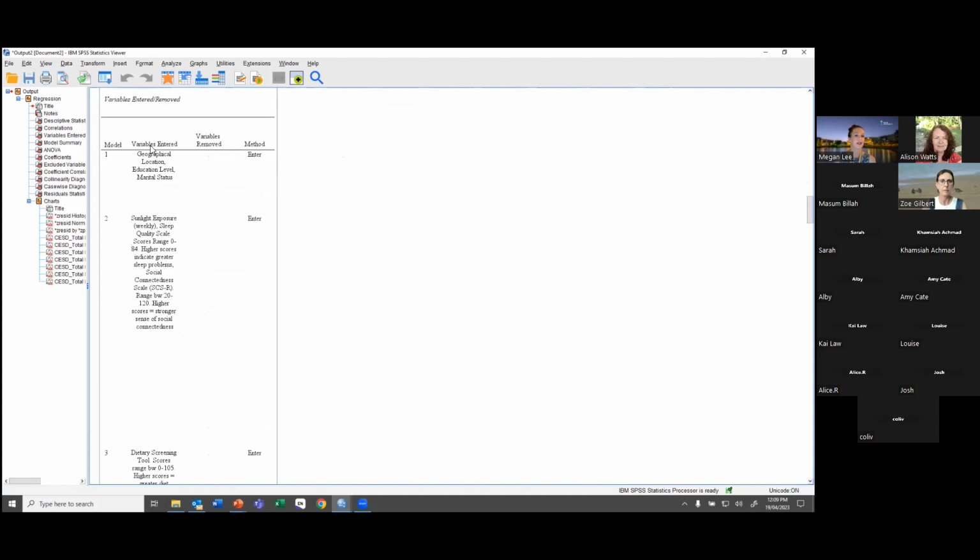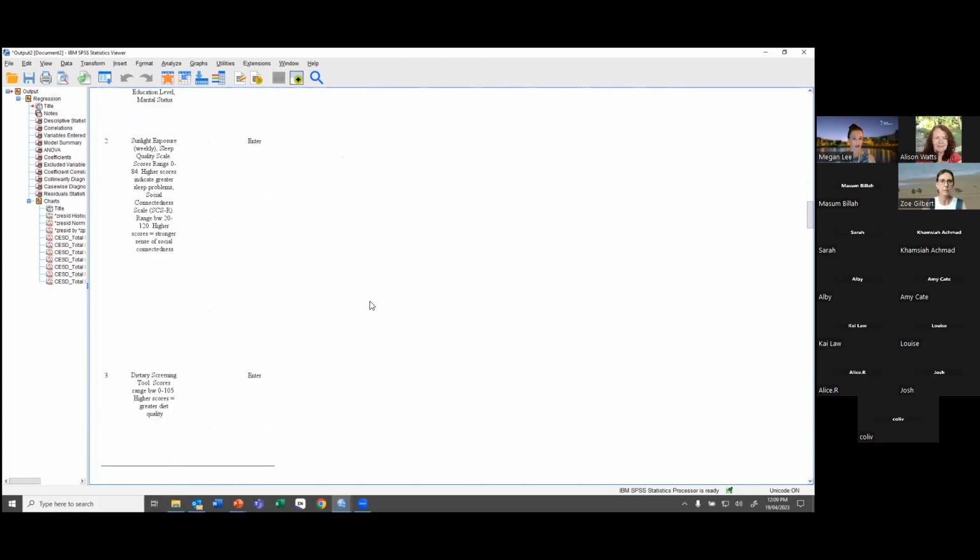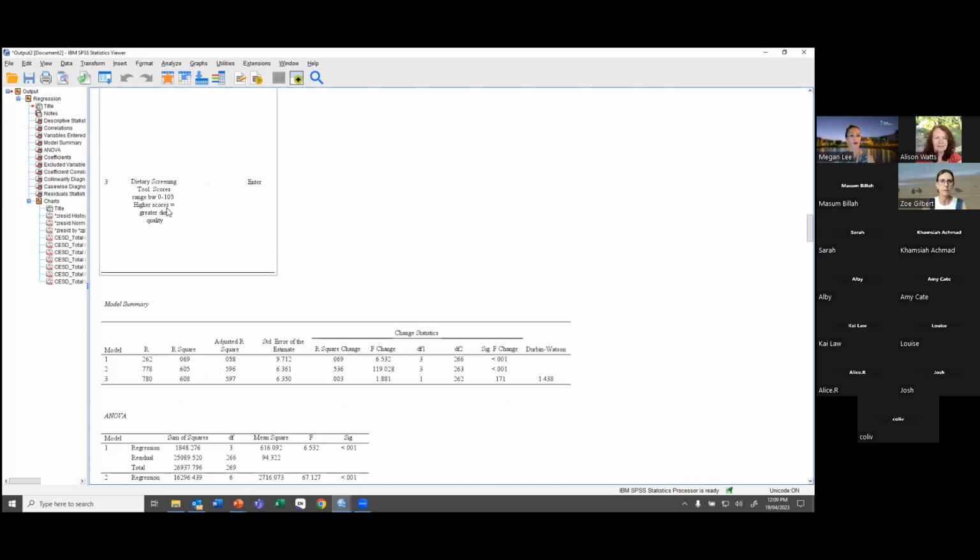This is telling us, and always check this box, because if you make a mistake, this is where you'll find it. It tells us that in model one, we've included geographical location, education, and marital status. That's right, that's what we wanted to include. In model two, we've got sunlight exposure, social connectedness and sleep quality. So that's correct. And then in model three, we have put dietary screening tools, so the diet quality.